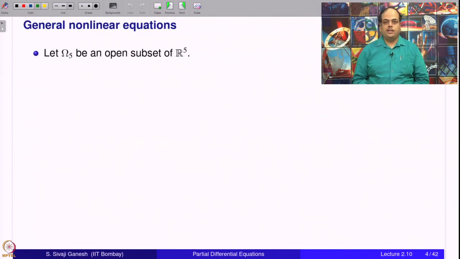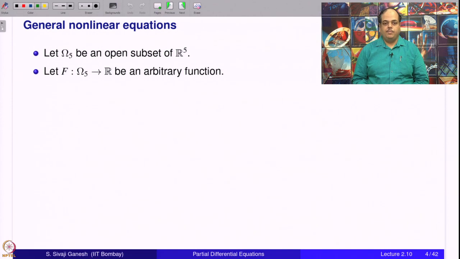To define a general nonlinear first order equation, we need to set up some notations. The equation is going to feature the independent variables x and y. So, we are still dealing with equations with 2 independent variables. Then with u, ux and uy, there are 5 quantities which appear in the equation. Therefore, we consider an open set in R5 called omega 5. Recall omega d, we would like to use it for Rd.